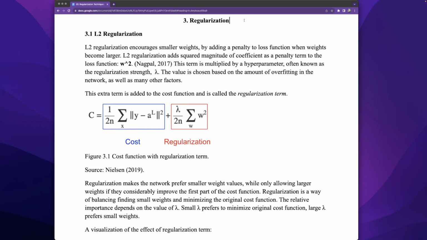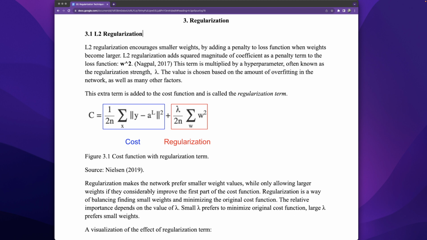Hey guys, so in this video I'll be talking about regularization and specifically L2 regularization, and I'll mention L1 regularization in a bit. So starting off, L2 regularization encourages smaller weights by adding a penalty to the loss function when the weights become larger. This might sound complicated, but I'll go over more details in a second.